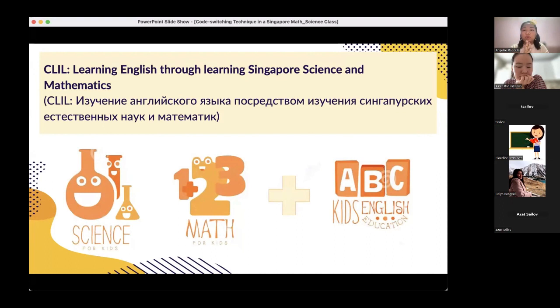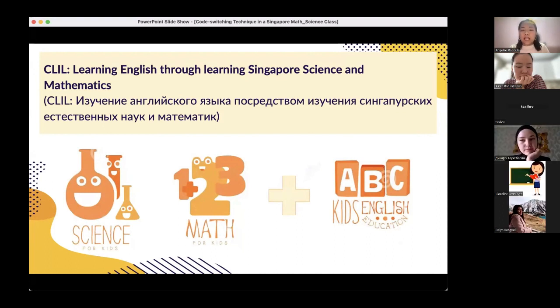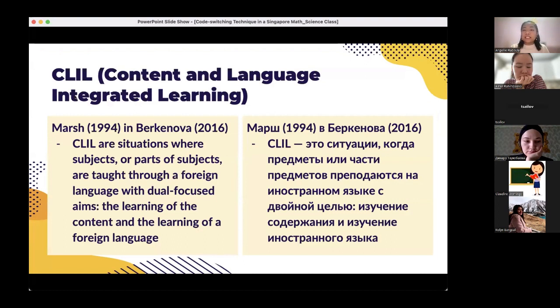So I'm going to share with you one technique that I have observed other teachers using, and sometimes I am actually using in my classes with the little Russian language that I have acquired through the years here in Kazakhstan. By the way, CLIL, or Content and Language Integrated Learning, refers to situations where subjects like mathematics and science are taught through a foreign language. In our context, our Singapore mathematics and Singapore science, we are teaching them in English. And CLIL has two goals: learning the concepts, or the content, and learning the language at the same time.